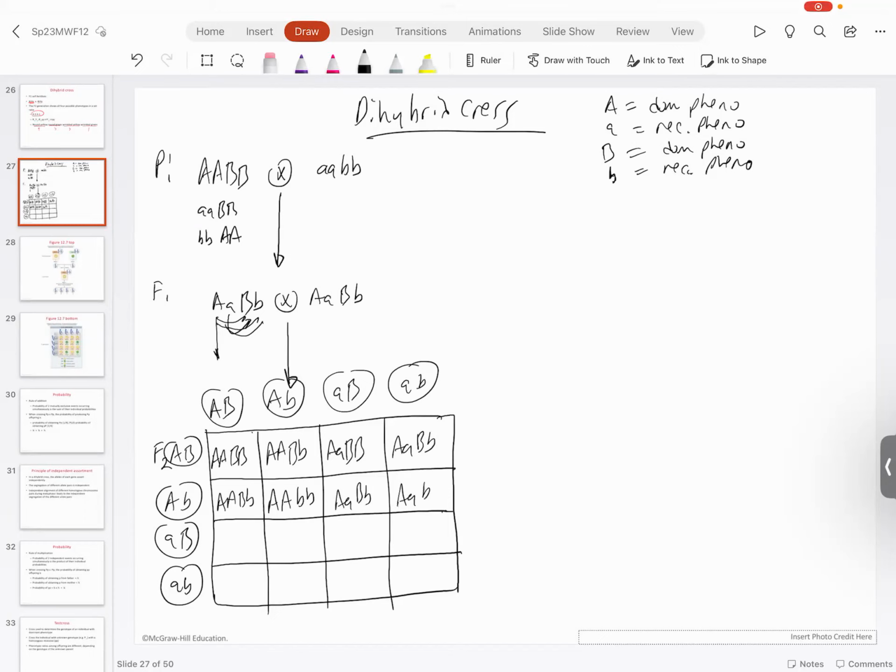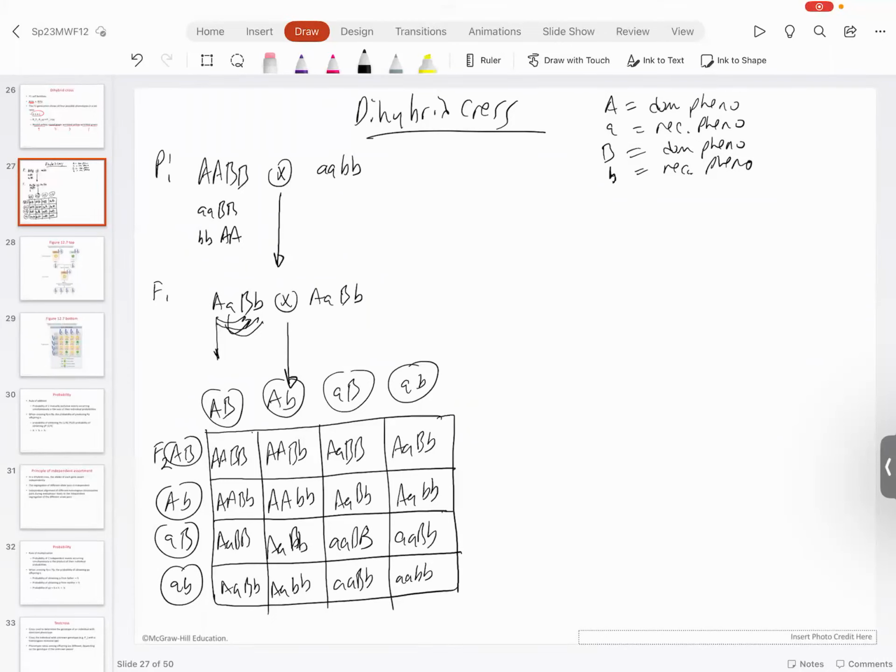Big A, little a, little b, little b. Big A, little a, big B, big B. Big A, little a, little b, big B, little b. Little a, big B, big B. Little a, big B, little b. Big A, little a, big B, little b. Big A, little a, little b, little b. Little a, big B, little b. Maybe we don't want to do that one.